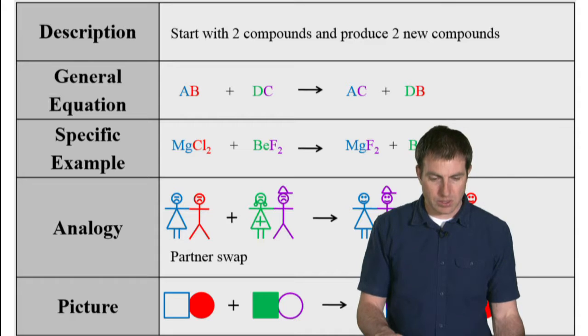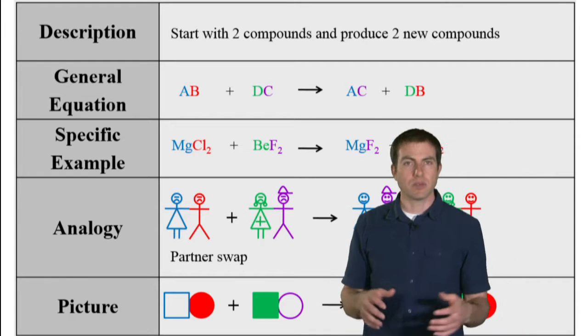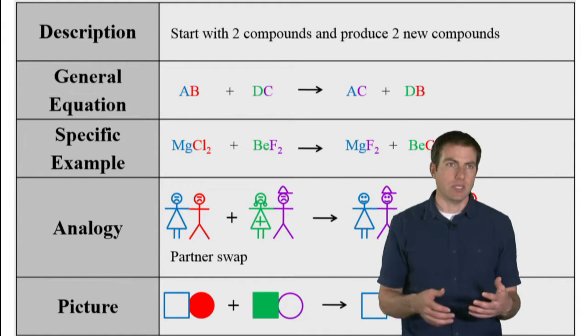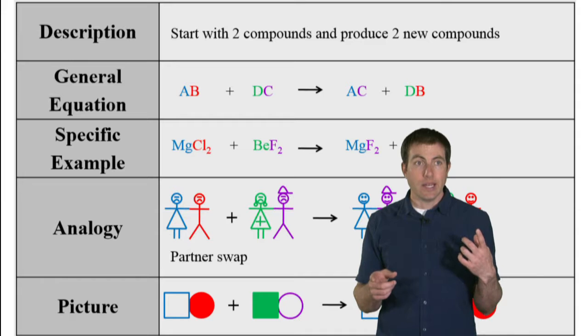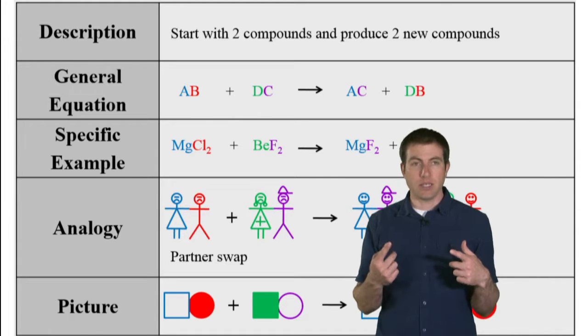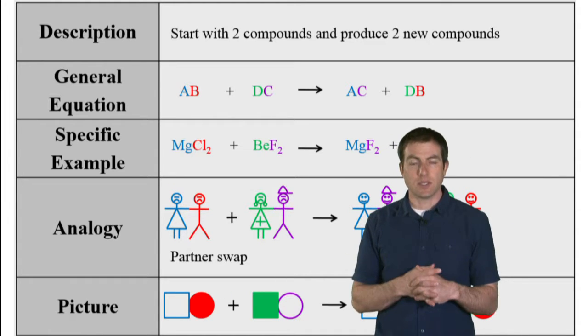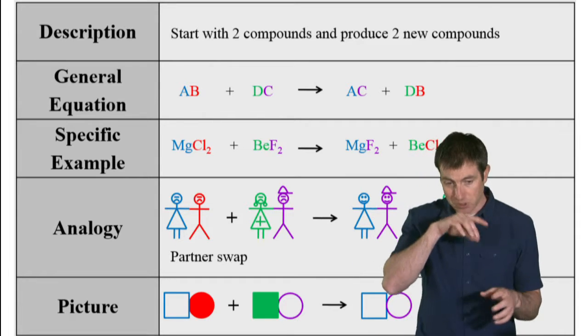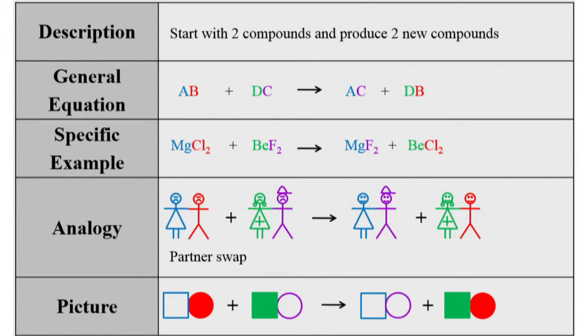So let's look at some examples of this. You can talk about it in terms of kind of a general equation. You have AB and DC. The A and then the C combine, and then the D and the B combine. So that's one way to think about it. Or a specific example, magnesium chloride plus beryllium fluoride, and they switch. So the magnesium was with the chlorine, but it says, I'm done with you, chlorine, and it's going to combine with the fluorine now. And then the beryllium, which was with the fluorine, says, okay, we're going to switch. And then the beryllium's now with the chlorine.